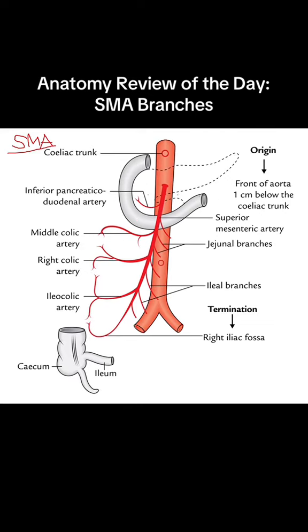In a counterclockwise fashion, we have the inferior pancreatico-duodenal artery, the middle colic artery, the right colic artery, the ileocolic artery, the ileal branches, and the jejunal branches.